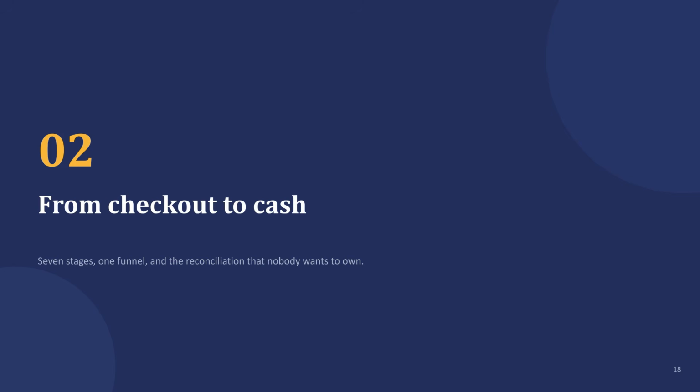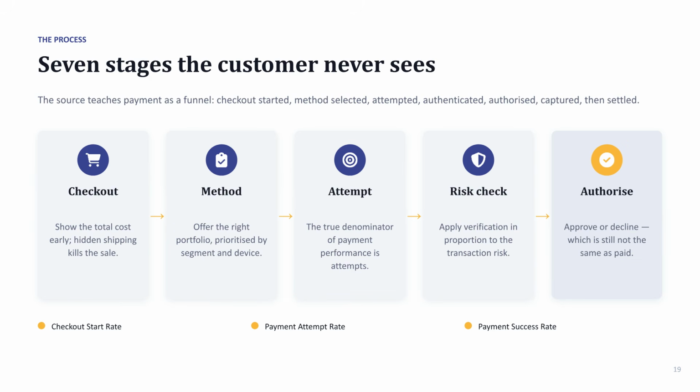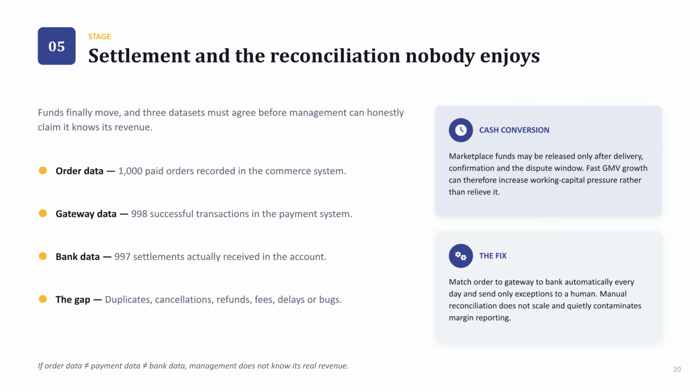Now, we shift our focus from individual tools to the process of getting from checkout to cash. This journey involves 7 stages, and the reconciliation process is often overlooked, yet it remains critical for any business. The payment funnel consists of 7 stages that occur behind the scenes, from the initial checkout to final settlement. It is essential to distinguish between checkout failures, where a customer stops early, and payment failures, where an attempt is made but declined. Settlement is the final step in the funnel. For management to have an accurate view of revenue, order data, gateway data, and bank settlement data must all agree. Automated daily reconciliation is the only way to scale without contaminating margin reporting.